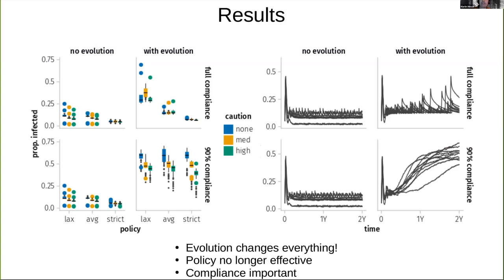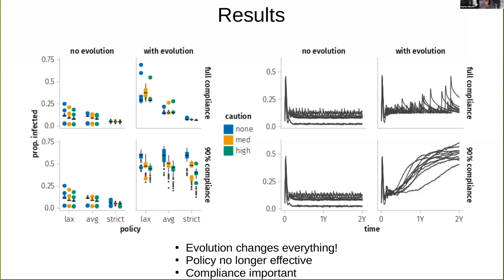So in all cases, the proportion of infected individuals is much higher than in the baseline scenarios. Cautiousness does have an effect, but still, even for the strictest policy and with the highest cautiousness in the population, we still get pretty disastrous outcomes. And on the right-hand side, you can see that essentially the virus evolution is completely out of control. So we have really high levels of infected individuals.